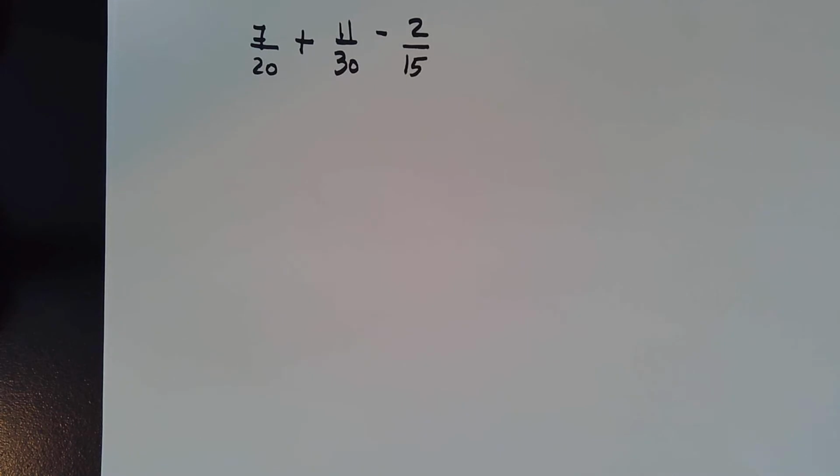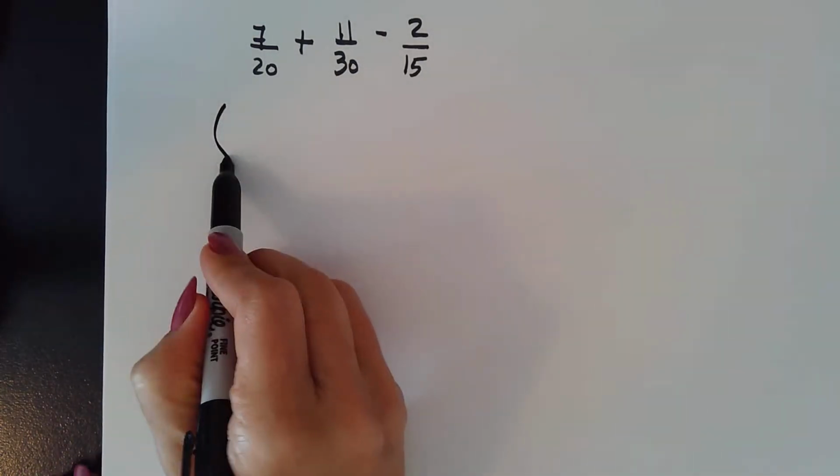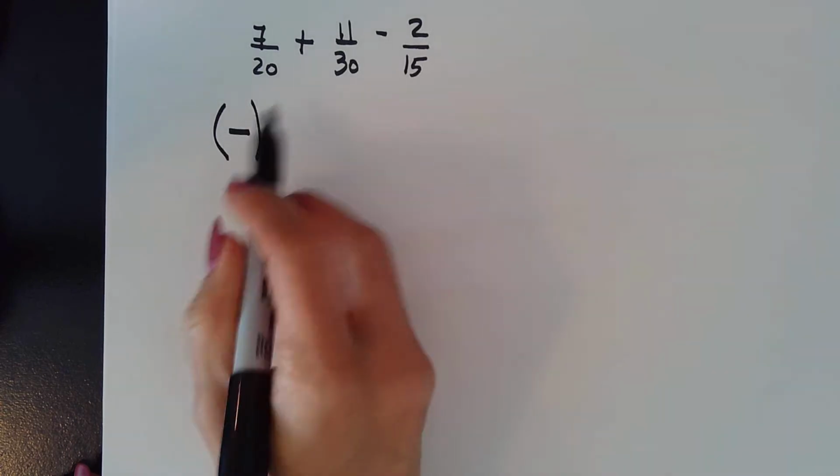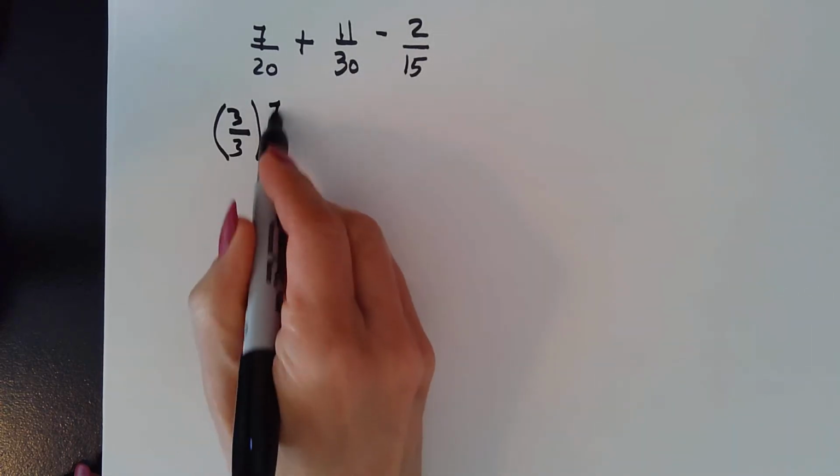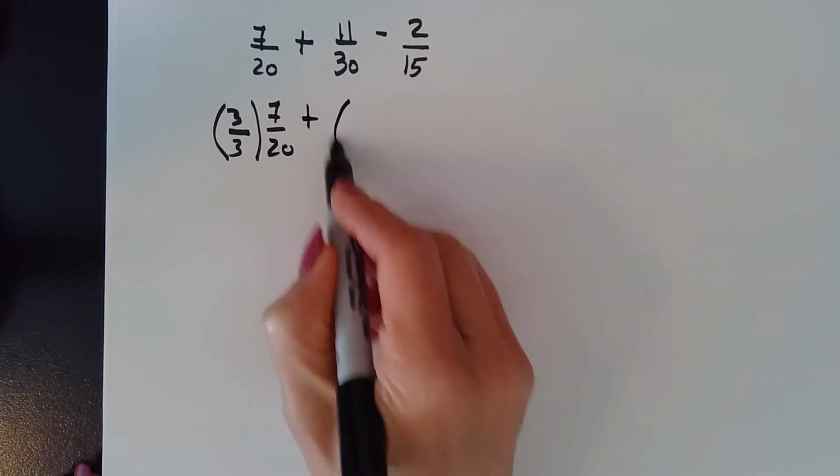So which number will be the smallest number such that all three numbers, 20, 30, and 15, will go into this number evenly with remainder 0? So that's going to be 60, right? So we're going to multiply each fraction. The first one by 3. The second one by 2.